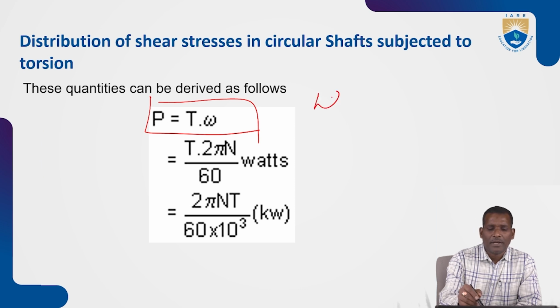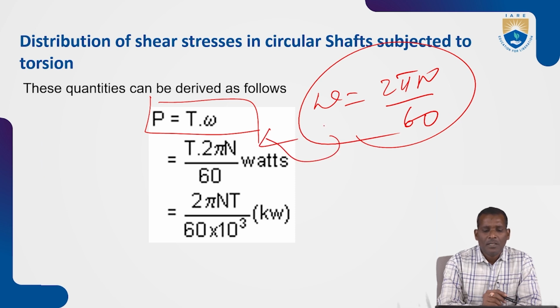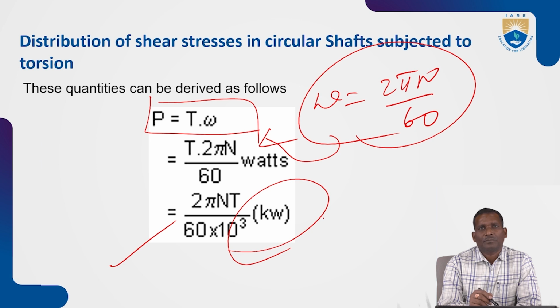Now you can write omega is equal to 2 pi N by 60. So substitute this in the equation. Again, rewrite the above equation: power is equal to 2 pi N T by 60, into 10 cube, kilowatts.